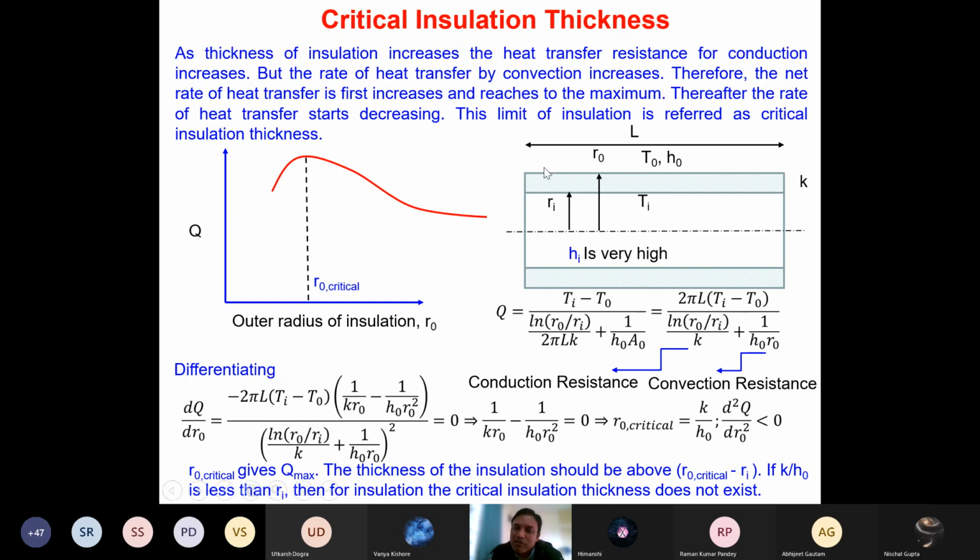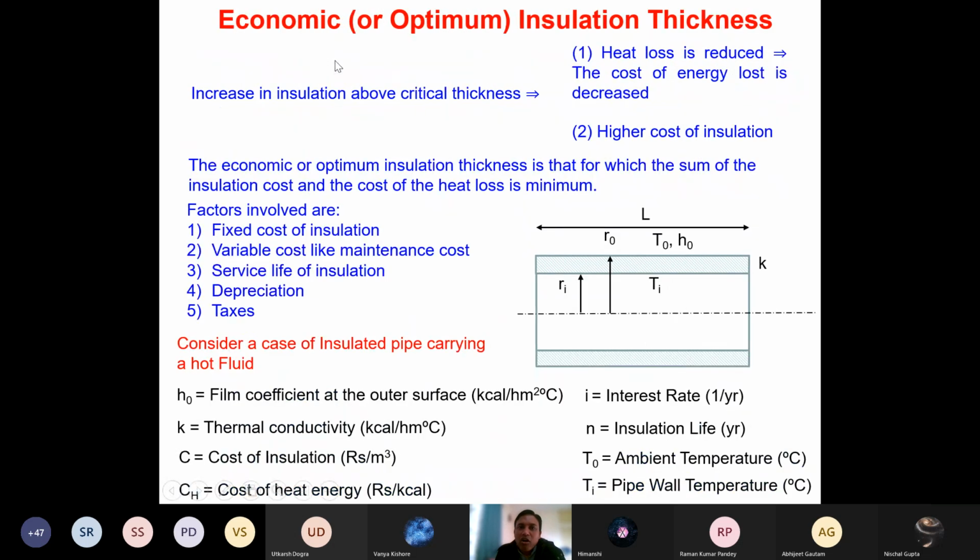So I cannot increase this insulation thickness to a very large value because the insulation will also cost me something. So I wanted to look at this entire problem from an economics point of view. I wanted to use the thickness of insulation such that my cost minimizes. Does it make sense? So that's what is called the economic or optimum insulation thickness.